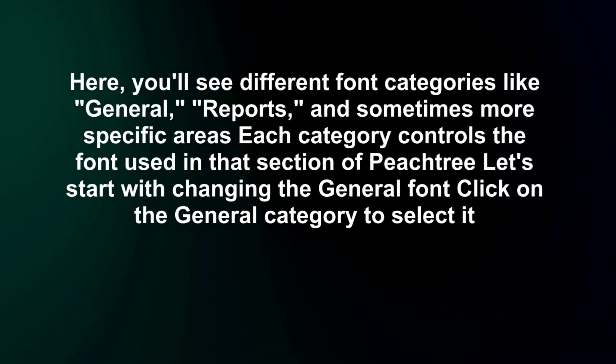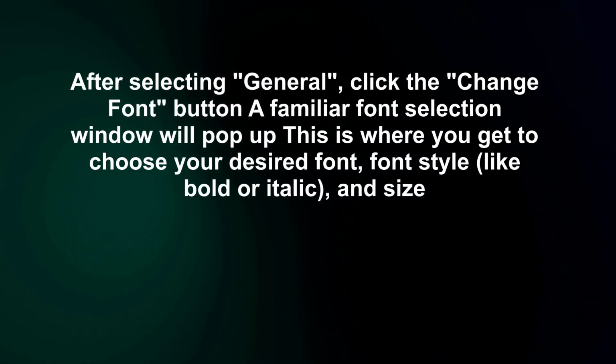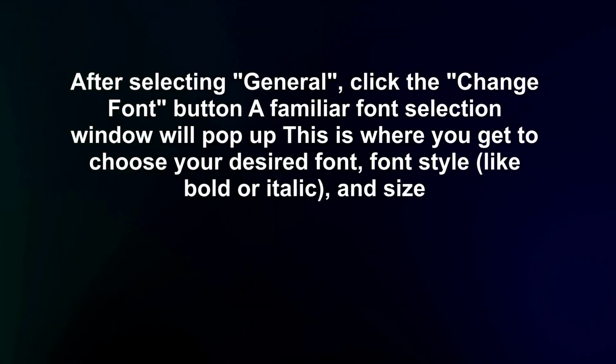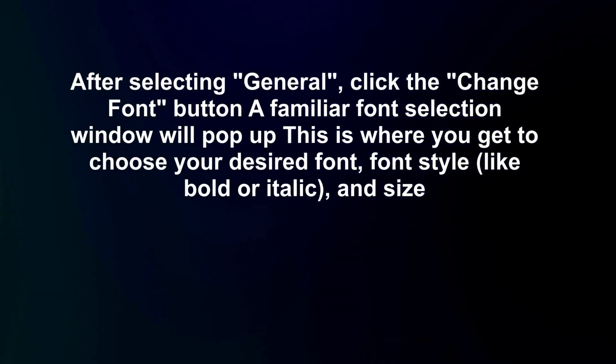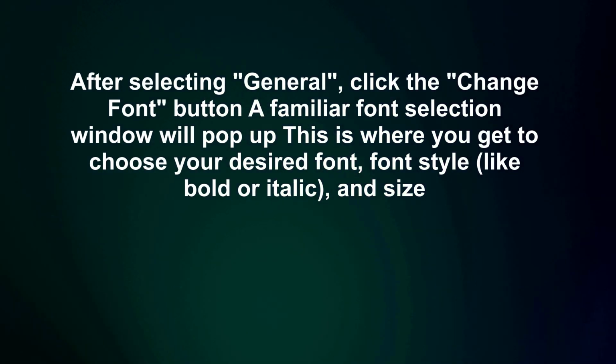Let's start with changing the General font. Click on the General category to select it. After selecting General, click the Change Font button. A familiar font selection window will pop up. This is where you get to choose your desired font style like bold or italic, and size.